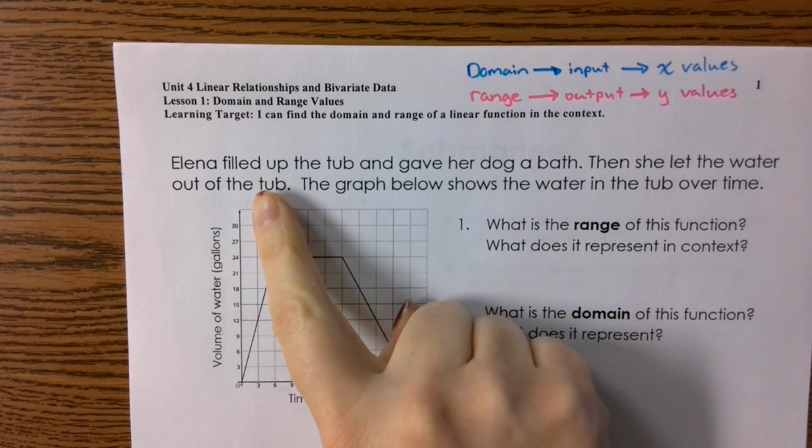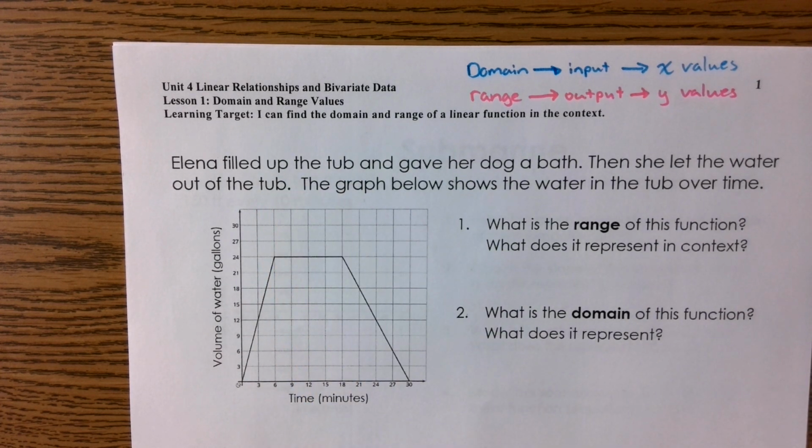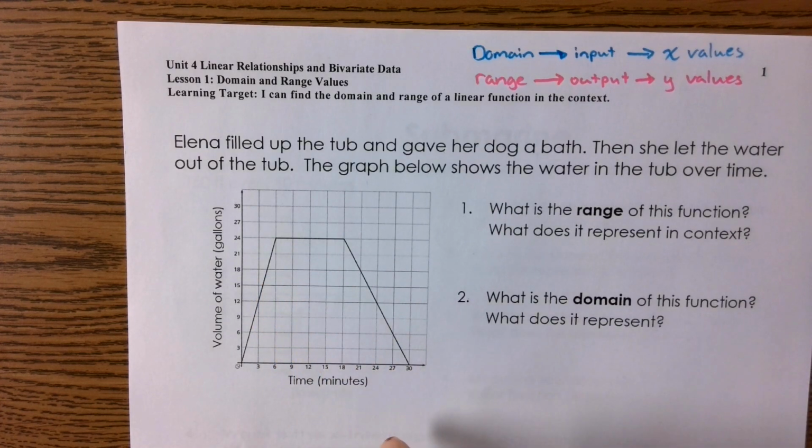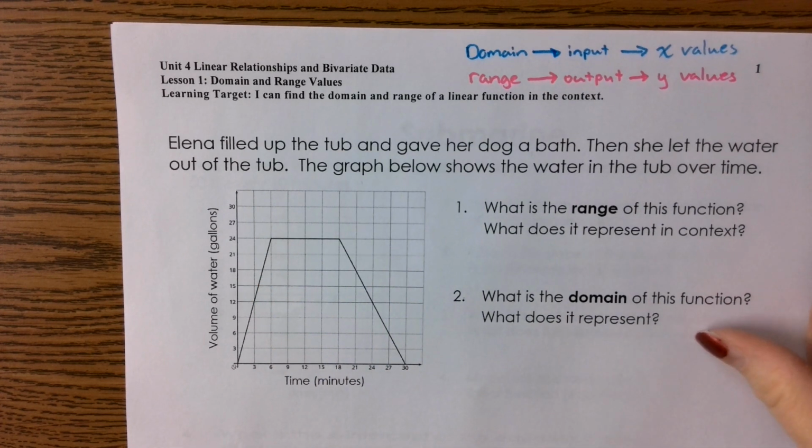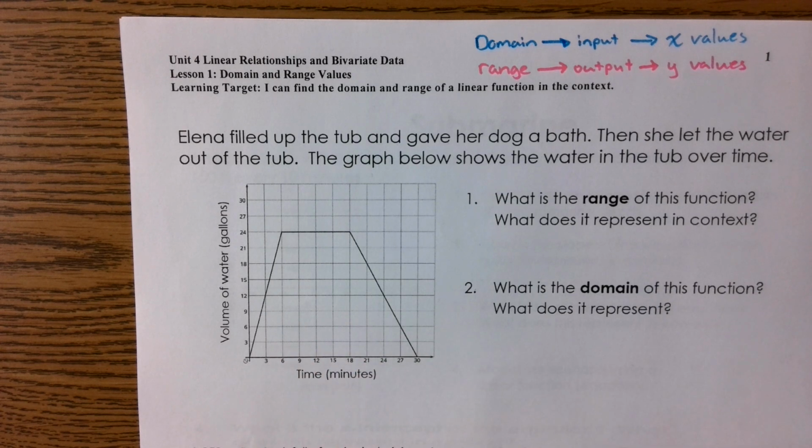So for example here, Elena filled up the tub and gave her dog a bath. Then she let the water out of the tub. So this is going to represent her filling up the tub, giving the bath, and then draining the tub over the period of time. So at any point, can our values go into negative? Why not? But tell me why can't my X ever be a zero or a negative value? Like, why can't it ever go into a negative? Jai? Because it can't go under the tub.